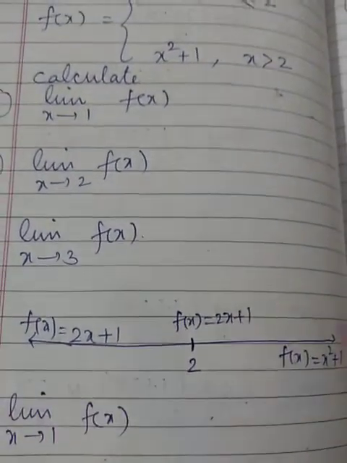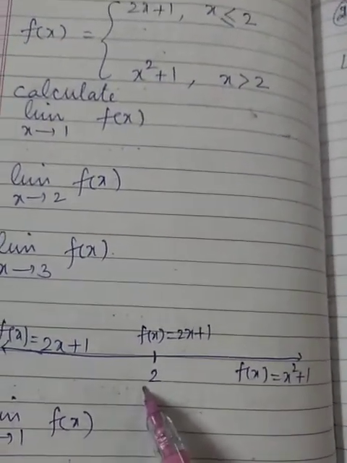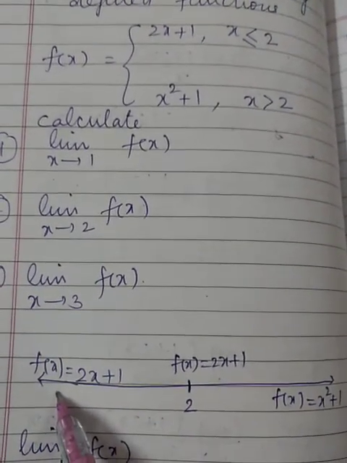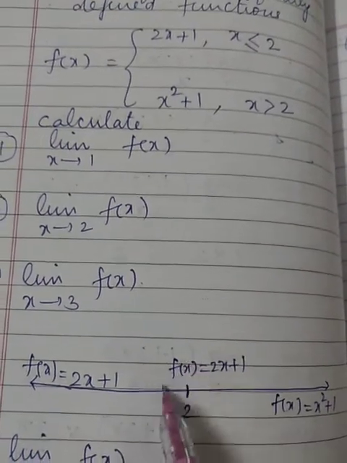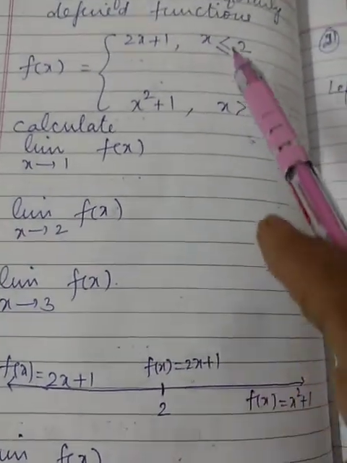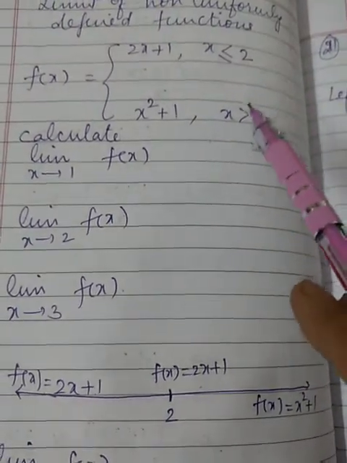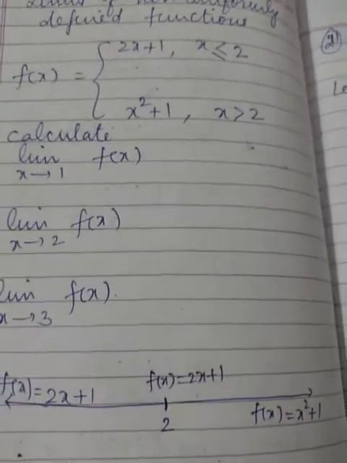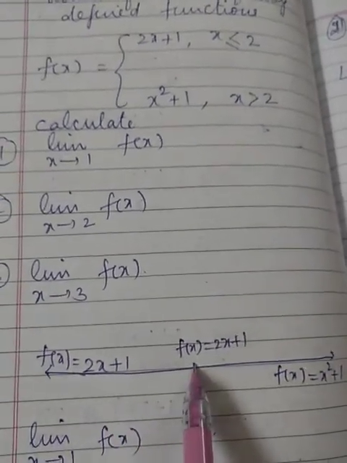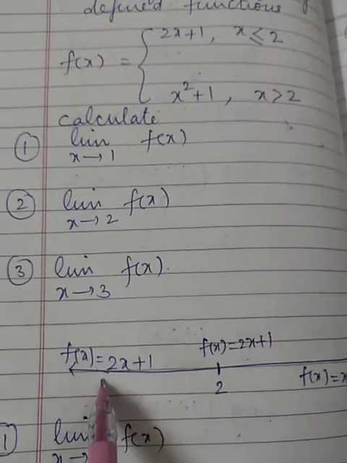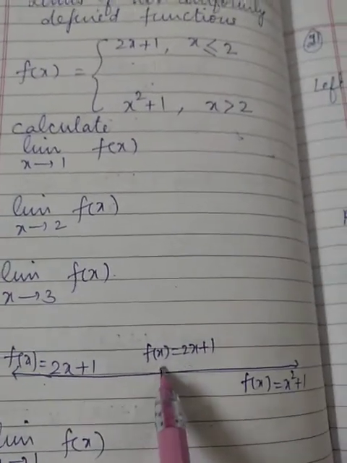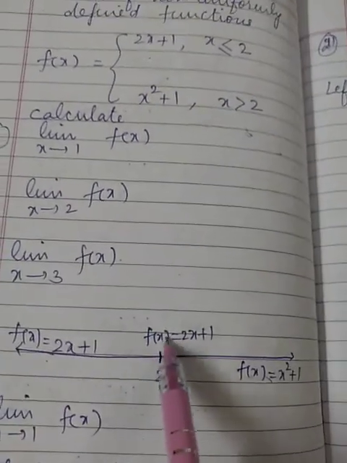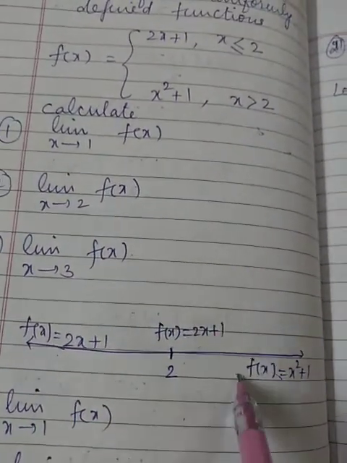This is the number line. 2 is the separating point. On the left hand side we have the function 2x plus 1. At x equals 2 the function is also 2x plus 1. They are the same on the left hand side and at equals. On the right hand side we have the function x square plus 1. Now keep in mind, from 2 till minus infinity the function is 2x plus 1, and here till positive infinity the function is x square plus 1. Only 2 is the point where on the left hand side and on the right hand side we have different functions.